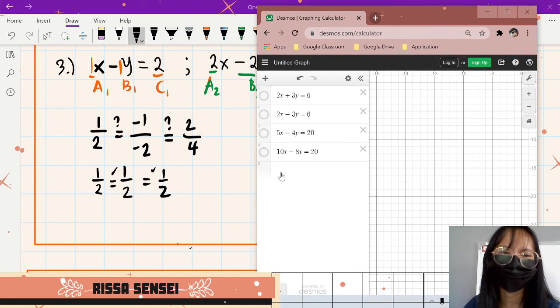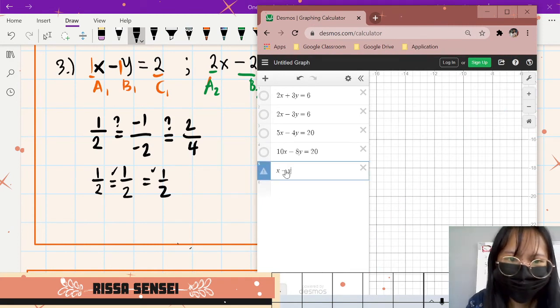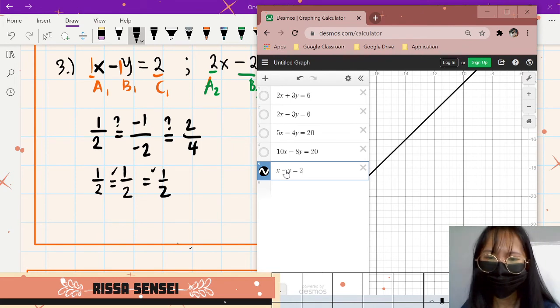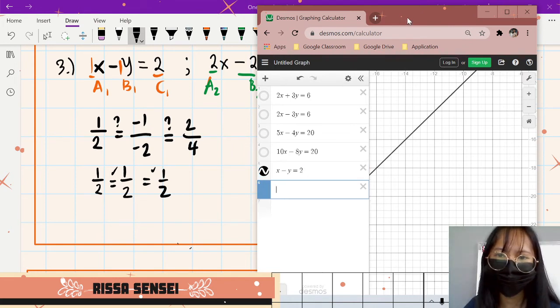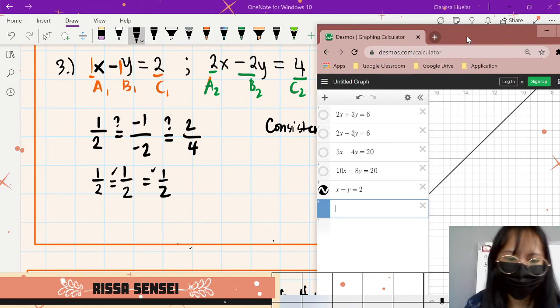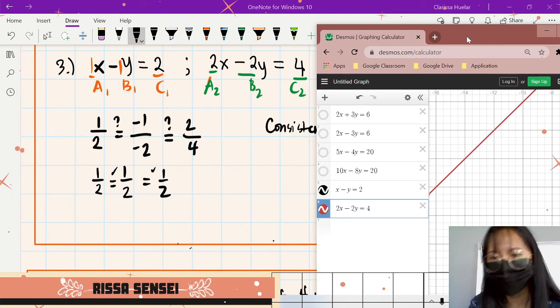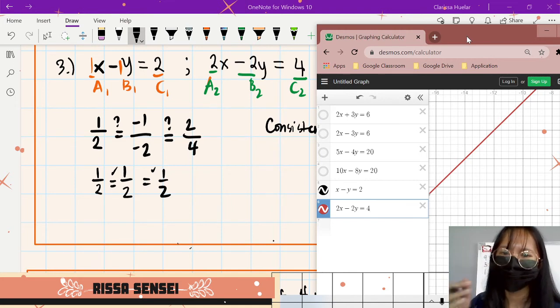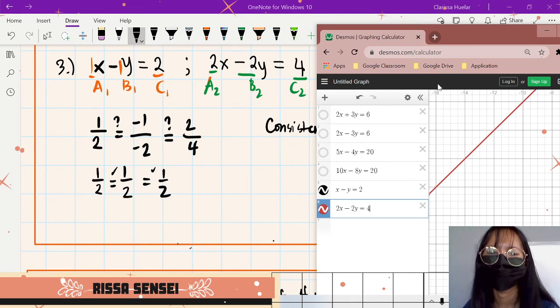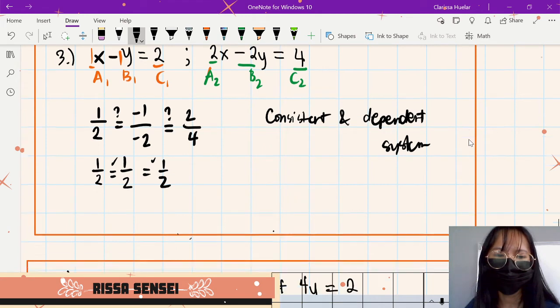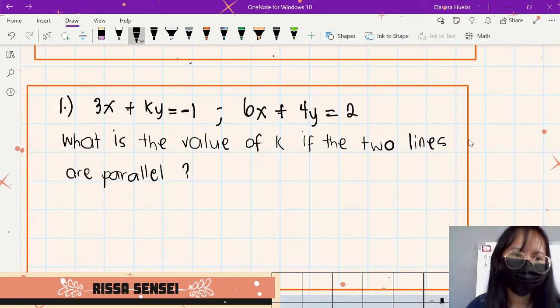Sige, papakita ko na lang din. X minus y equals 2. Tapos yung isa, tandaan nyo, black yung line. Yung isa is 2x minus 2y equals 4. What happened to the black line? Napatungan na siya ng red line. So, ibig sabihin, magkasama na yung black and red. So, isang line lang sila. Same lang sila. Consistent and dependent system.